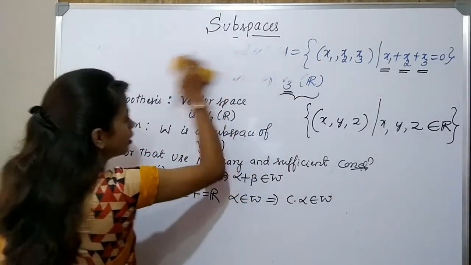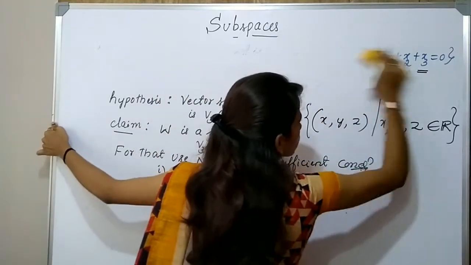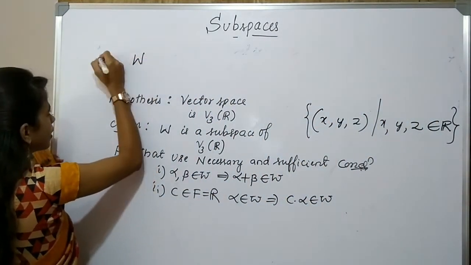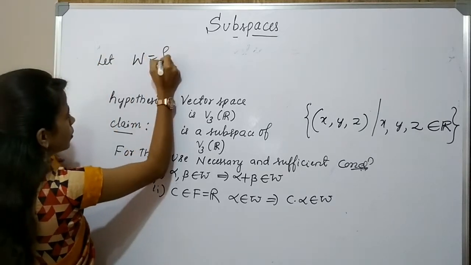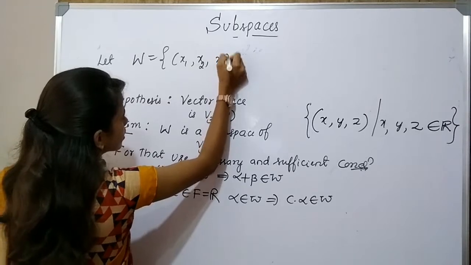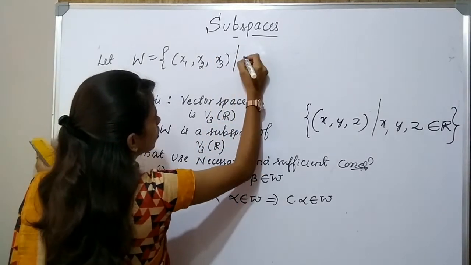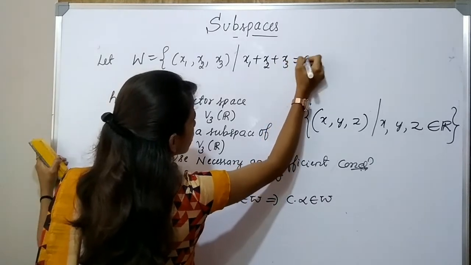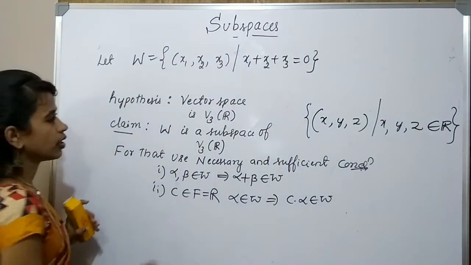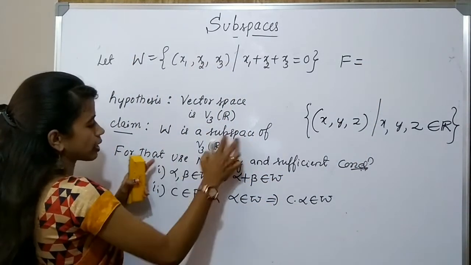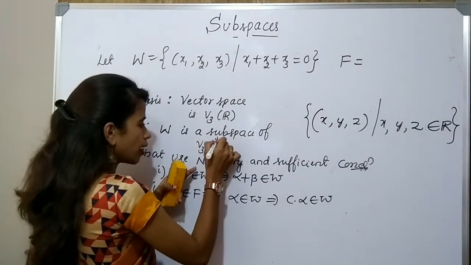Okay, so now I am considering the given set. What is the given set? Let W be the set of all (x1, x2, x3) whose sum x1 plus x2 plus x3 is equal to 0. So this is the set. And what is the field here? W is a subspace of V3(R), where R is the field.